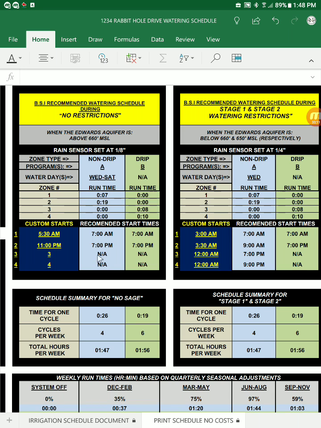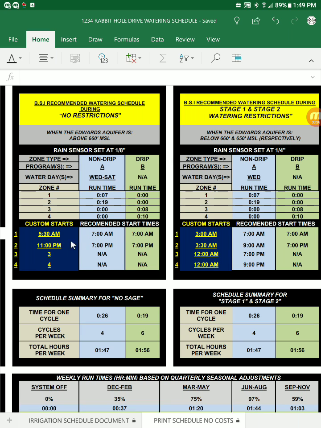Okay, so for this one, that's why it doesn't change. It's because we don't do custom start times for drip. Oh, now I get it. You get custom start times for program A, but there's absolutely no reason to have custom start times for drip. It's underground. So that's why it doesn't do it. And anything I put in there is not even showing up over here.